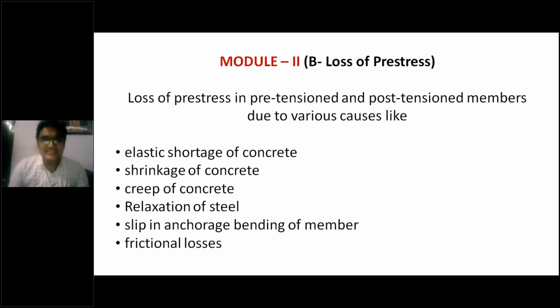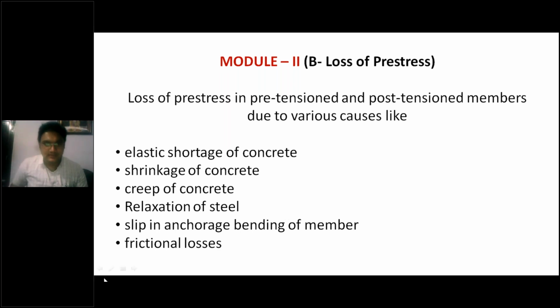First one, elastic shortening of concrete. Second one is shrinkage of concrete. We already went through what exactly shrinkage is, and how the concrete is going to shrink. Next one is creep of concrete, and relaxation of steel. What do we mean by relaxation? We call it resilience. What do we mean by resilience? A member will store some energy to regain its original shape and size. When it is regaining, some relaxation takes place, and that relaxation will lead to some loss in pre-stressing. The next ones are slip in anchorage, bending of member, and frictional loss.